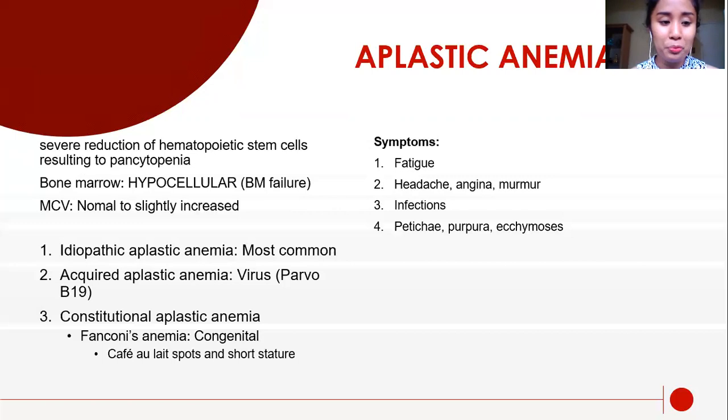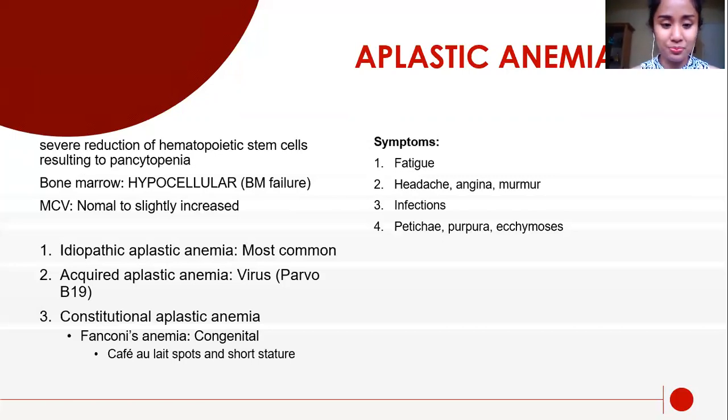Number 1, idiopathic aplastic anemia is the most common. Idiopathic means unknown cause. I heard someone say that idiopathic is the pathology of idiots, because we don't know what's happening. That was just a joke, class. But idiopathic means unknown etiology, we don't know.